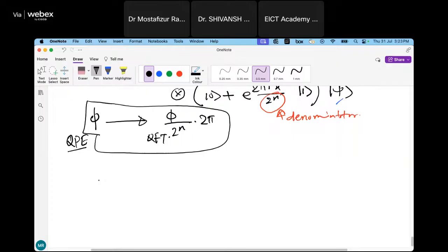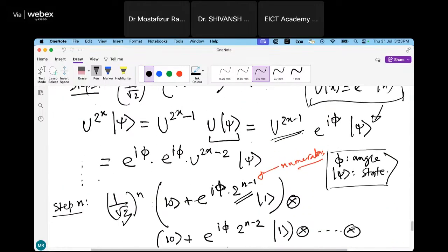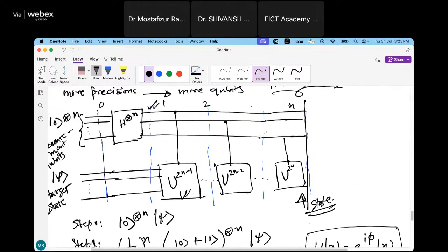So we have to uncompute. That means I have already designed a circuit where the phase information is encoded, but there is an additional term 2 to the power n that is coming in the numerator part, right? And the phase is encoded. So this is something similar to QFT, quantum Fourier transform, right?